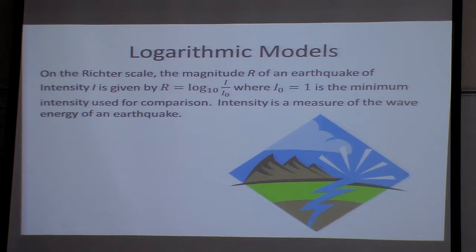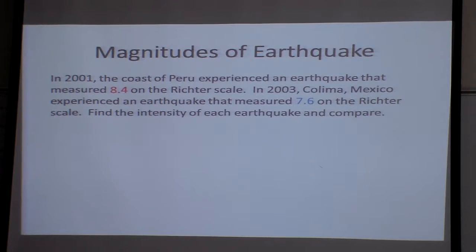Here's our model. We have this logarithmic model. It's about an earthquake. On the Richter scale, the magnitude of an earthquake with intensity I is given by R equals log base 10 of I over I sub 0. And this I sub 0, we're going to call 1, is the minimum amount of an earthquake. Intensity is measured in wave energy. And we're going to use logarithms, which in a sense measure somewhat like an exponent form, to find it. So this is what we know.